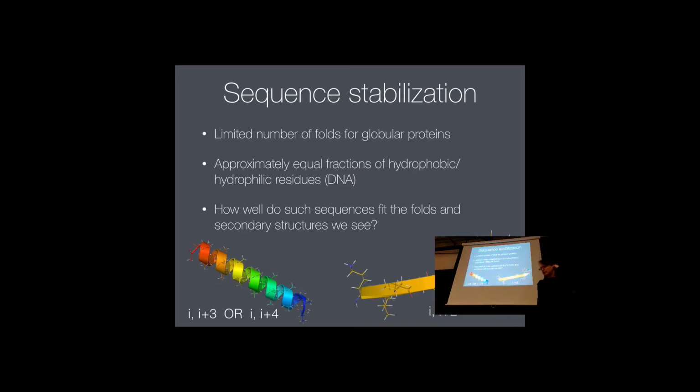So here's our little model where the equations come. You might say, finally, for those of you who want to see equations. It's not there, it's on the next slide. Why do we have a limited number of folds for globular proteins? We have approximately equal fractions of hydrophobic and hydrophilic residues. And how well do such sequences fit the folds and secondary structures we see?